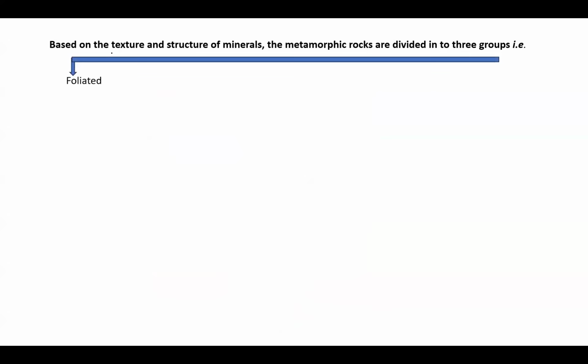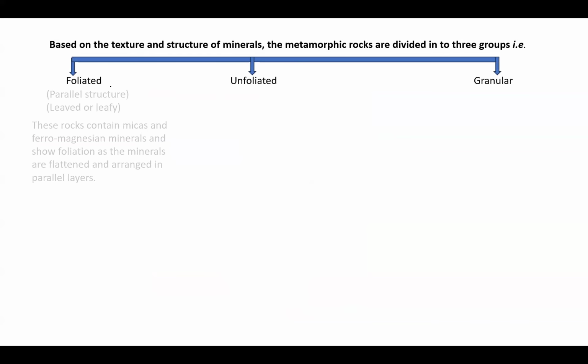So based on the texture and structure of the minerals, the metamorphic rocks are divided into three groups. Based on the previous part, we have discussed how they are formed. Now we are going to learn how they are classified based on texture and structure of the minerals. What are those? The first one is foliated metamorphic rock, then unfoliated metamorphic rock, and granular metamorphic rock. Now we'll go through the different types.